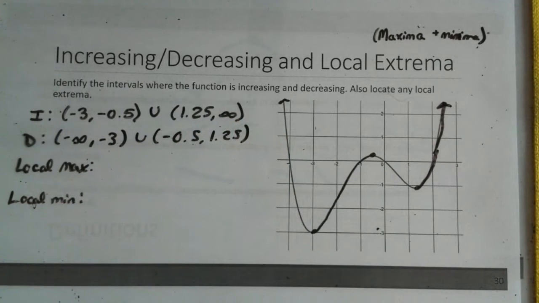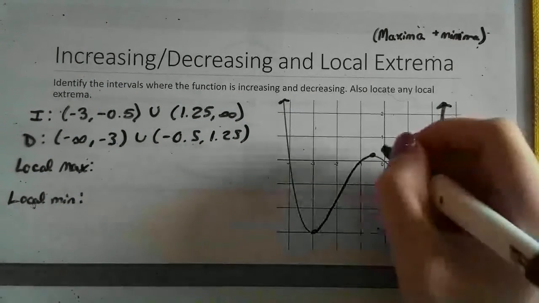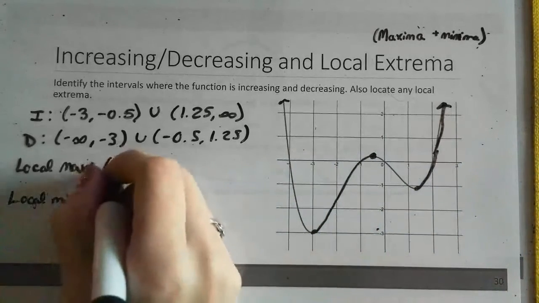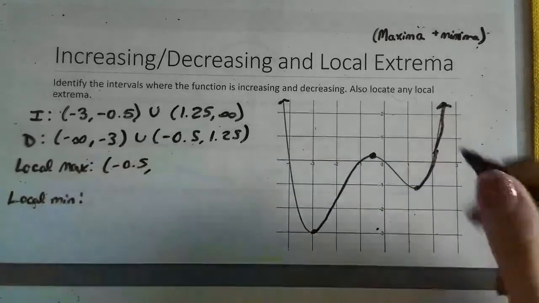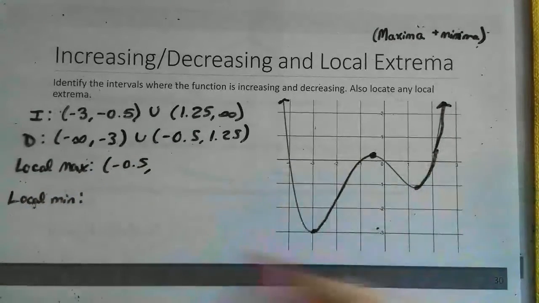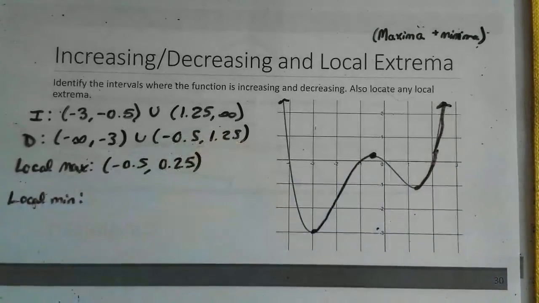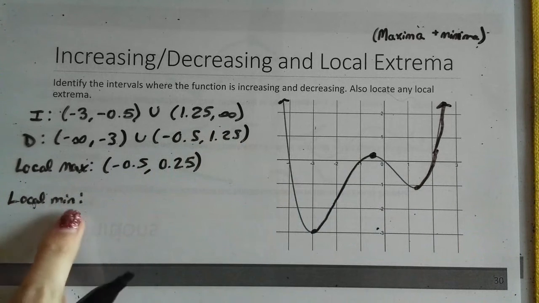Let's see if there are any local maxes here. So are there any places where we're at the top of a hill? Well, yeah, right here. The coordinates for that point are -1/2, comma, I don't know, maybe 0.25. So for the local max and local min, we want to make sure that we're using full coordinates, an x value and a y value.